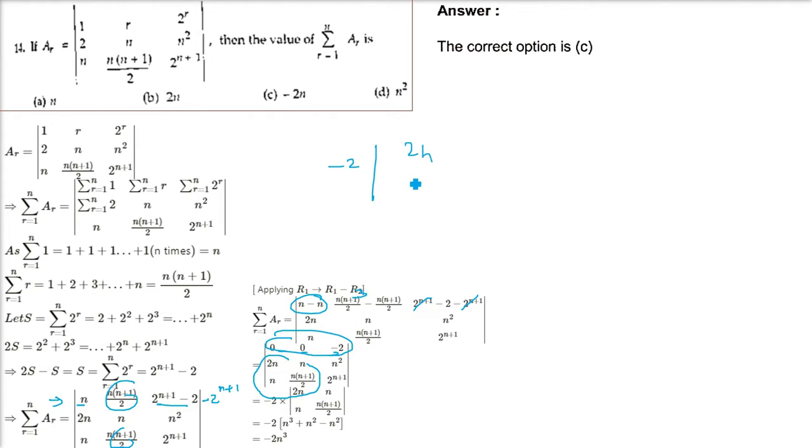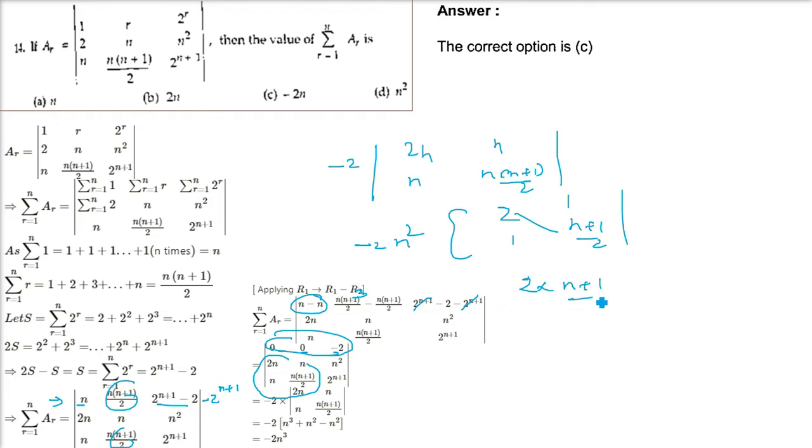So 0, 0, I am not writing it, just minus 2. What will come here is 2n, n and n plus 1 by 2. Okay. So let us take n outside from the first column and second column. So n square will come out. What will remain? 2, 1, 1 and plus 1 by 2. So 2 into n plus 1 by 2 minus 1. 2 gets cancelled, n plus 1 minus 1, 1 gets cancelled, you get n.